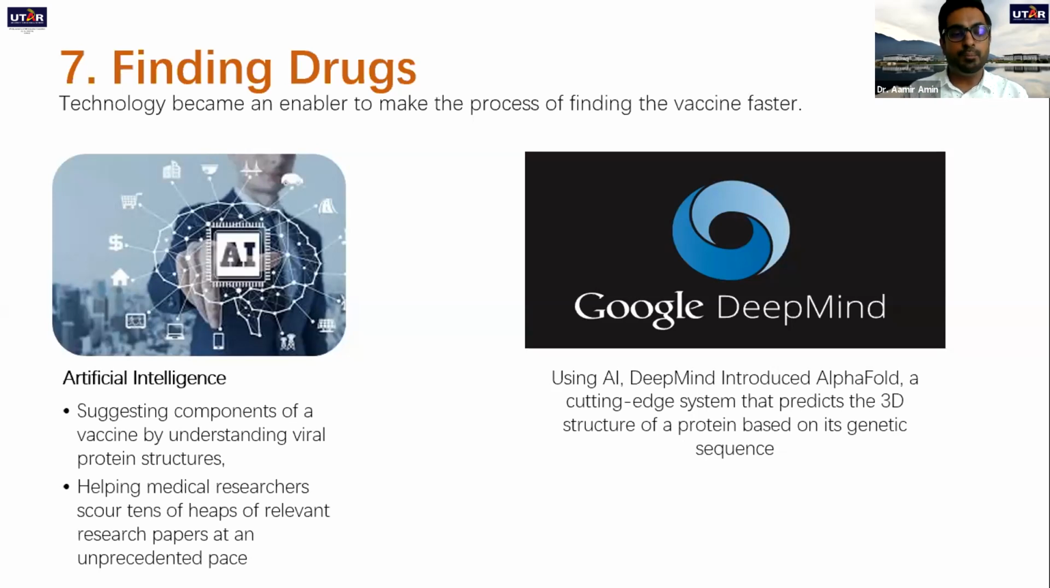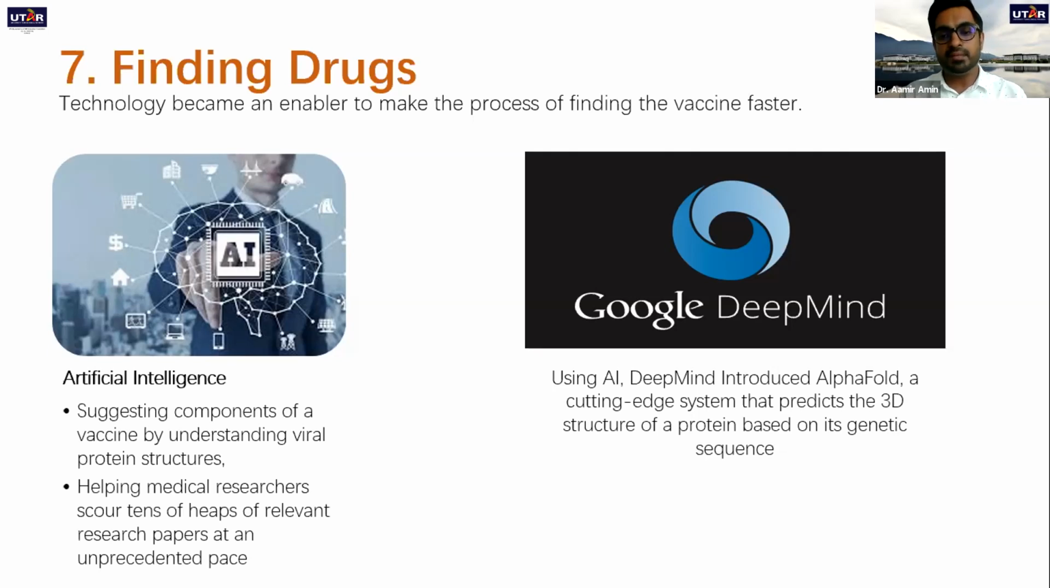So AI suggests components of a vaccine by understanding viral protein structure. It has helped the medical researchers source heaps of relevant research papers at an unprecedented pace. So imagine the researchers or the scientists have a pool of information now, which can be analyzed with the help of AI, and at the same time, scientists are able to decode the virus and the protein structure with the help of AI.